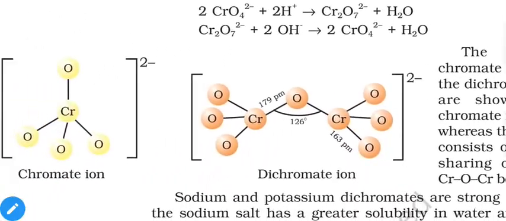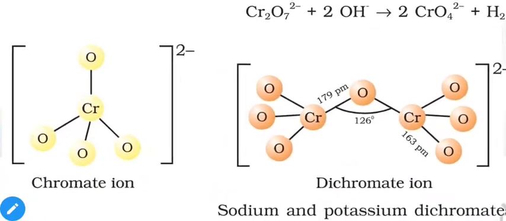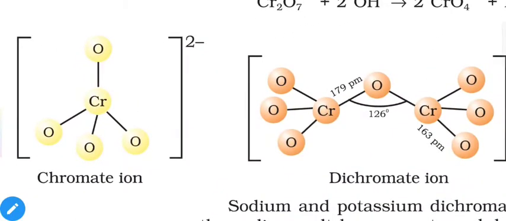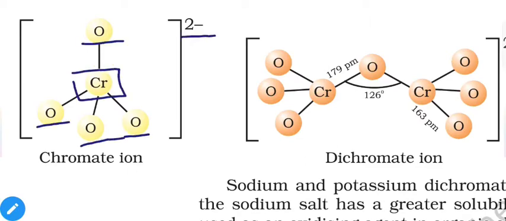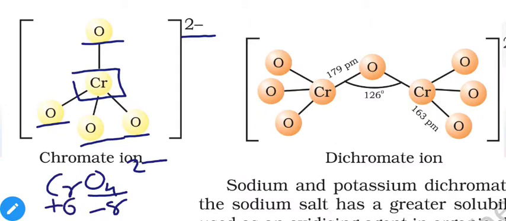The structures of chromate and dichromate are mentioned here. Let's check the attachments with the chromium and try to find the oxidation state. First, in the chromate ion we have 1 chromium and 4 oxygens, and the overall charge is -2, so it is CrO4 2-. The 4 oxygens combined give us -8, which means chromium should be +6 so that the overall charge is -2. So chromium is in the +6 oxidation state.